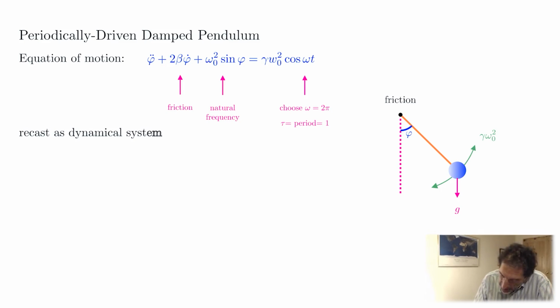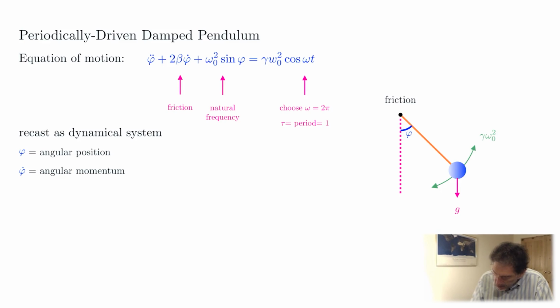To recast this as a dynamical system, let us define phi. That's just the good old angular position. Let me define phi dot as the angular momentum. So I'm either ignoring units or I'm choosing units such that the mass of the pendulum and the length of the pendulum itself are equal to 1. And let me define a new variable z that's equal to omega t.